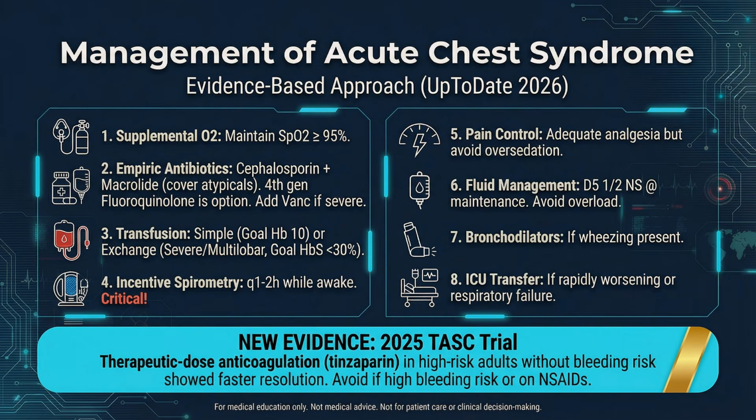Now, for a very important update. The 2025 TASC trial provided new evidence for using therapeutic dose anticoagulation, like tinzaparin, in adults with acute chest syndrome. The trial showed it led to faster resolution and reduced opioid use. This should be considered in high-risk patients who do not have a high risk of bleeding. You would want to avoid it in patients with a high bleeding risk or those also on nonsteroidal anti-inflammatory drugs.